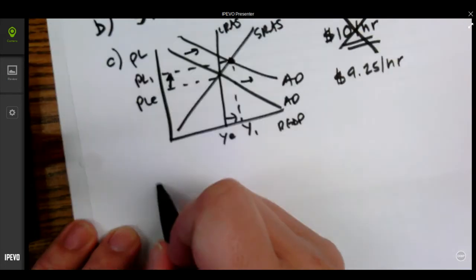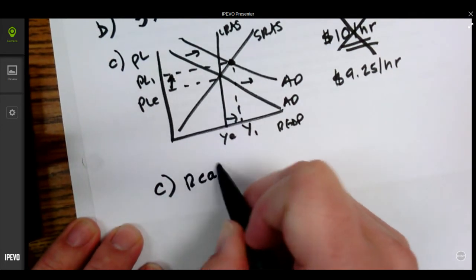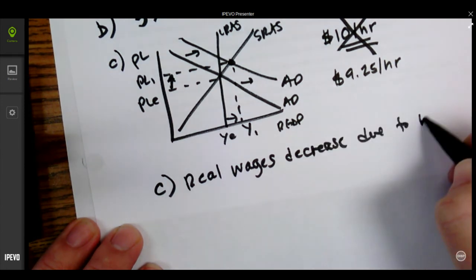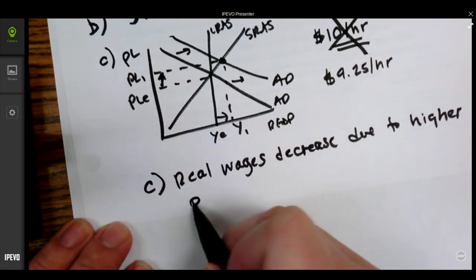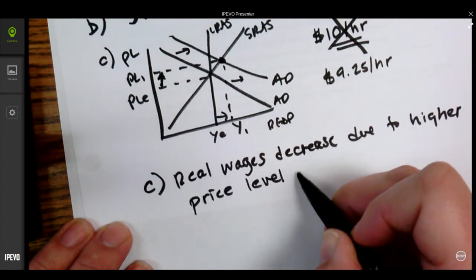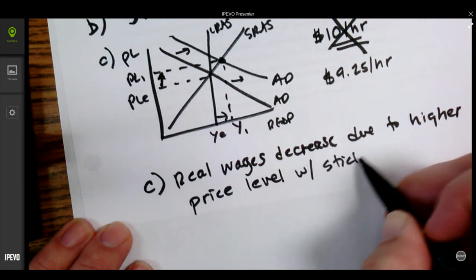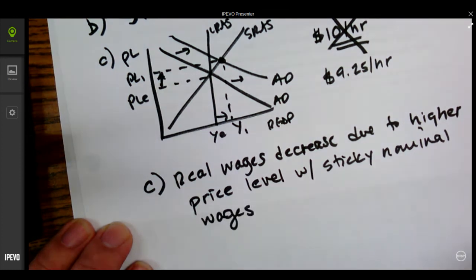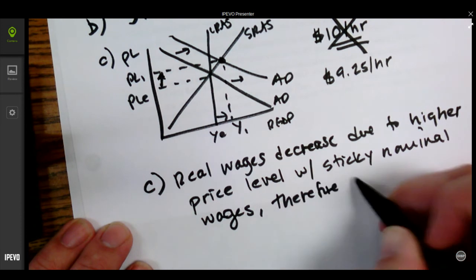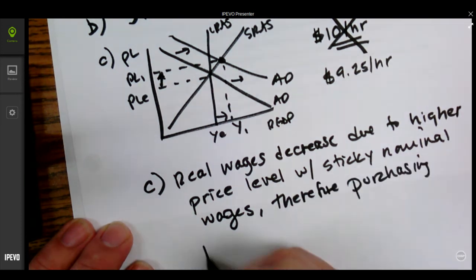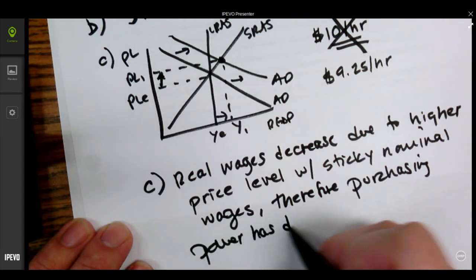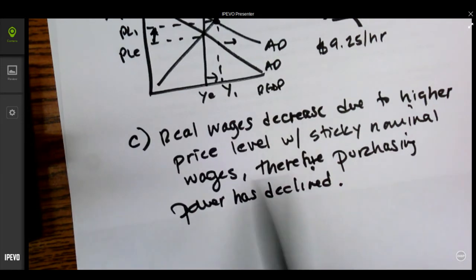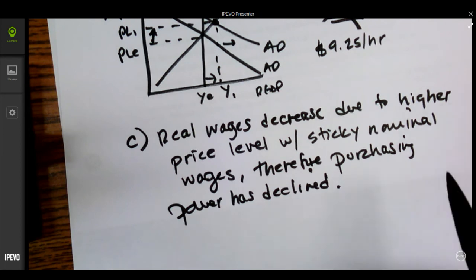So for part C, the answer is going to be real wages decrease due to higher price level with sticky nominal wages. Therefore, purchasing power has declined. And now that I'm writing this, I feel like I should have written a more grammatically sound sentence. Real wages decreased due to higher price level with sticky nominal wages.